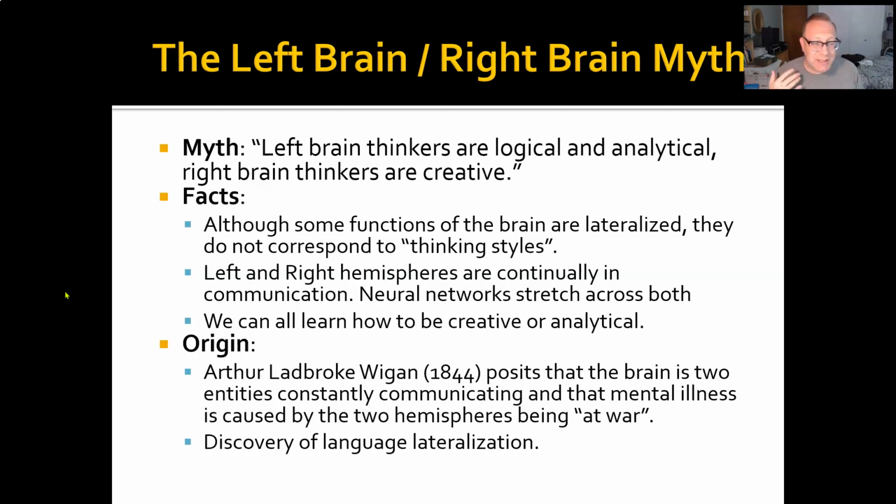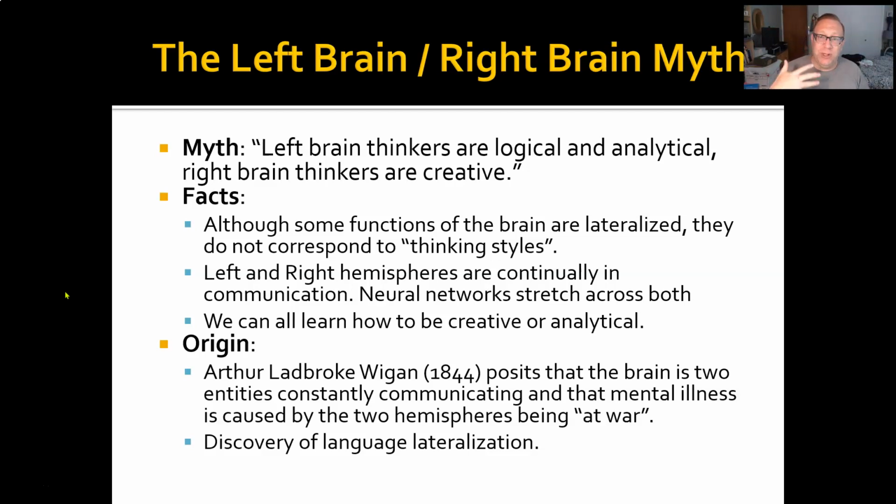The origin seems to come from, again, the 19th century, when a psychologist proposed that the brain is actually two separate entities that most of the time cooperate, but sometimes are in disagreement. Mental illness was said to be the result of the brains being essentially at war with one another. So you've got these two brains that are at war. They have different desires and so forth.